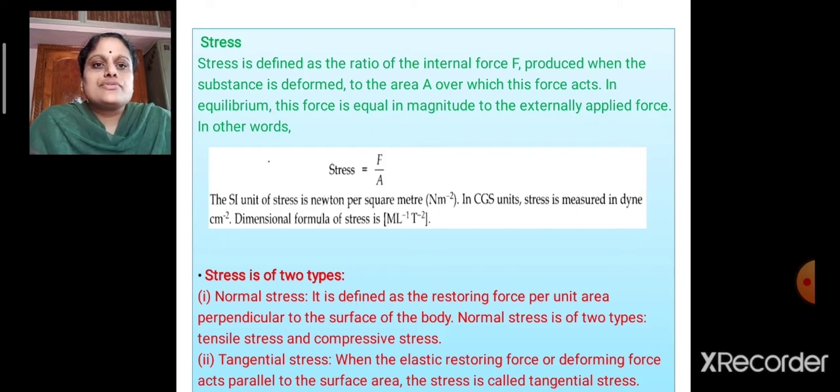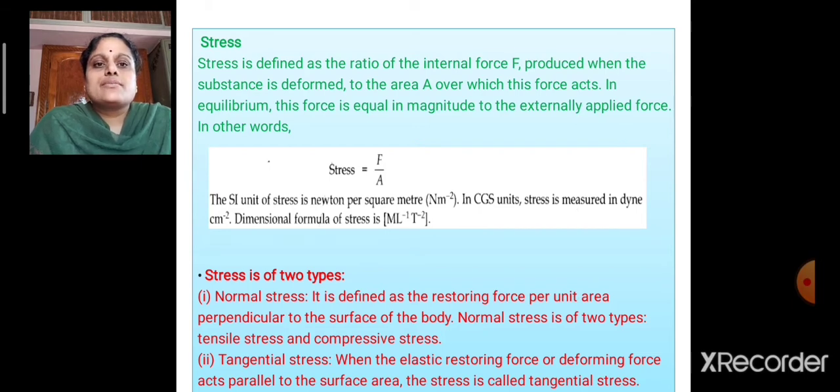The SI unit of stress is newton per square meter. In CGS units, stress is measured in dyne per centimeter square. The dimensional formula of stress is dimension of F divided by dimension of area, which is M L T raised to minus 2 divided by L square, which is equivalent to M L raised to minus 1 T raised to minus 2.